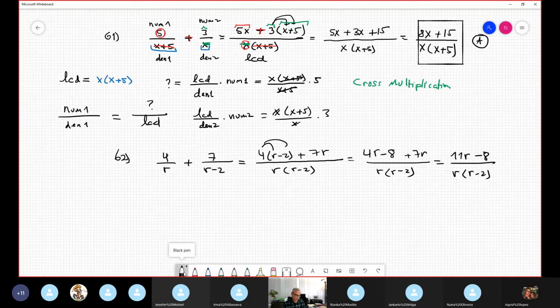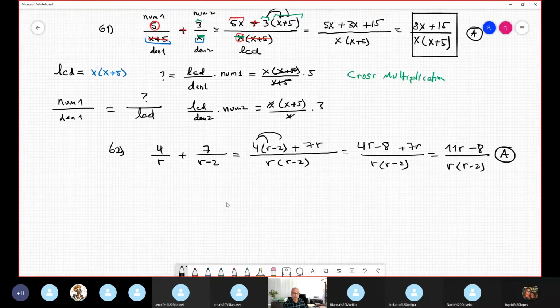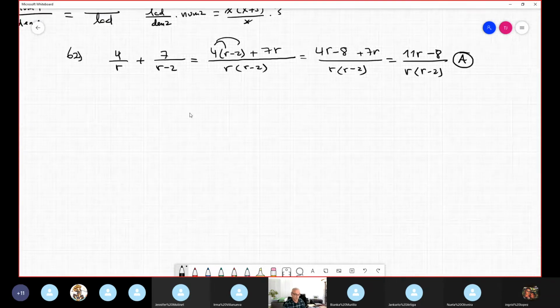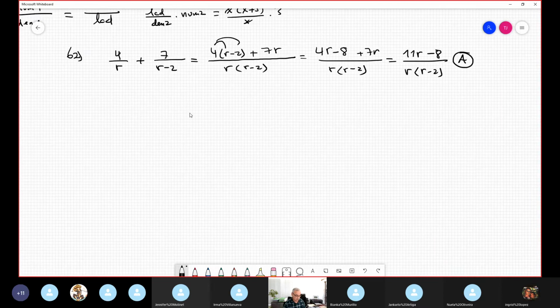11r minus 8, r is 8. Again. Question. Wow, it's easy, eh?